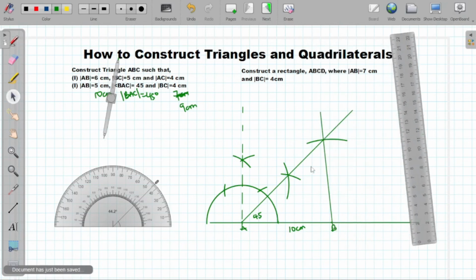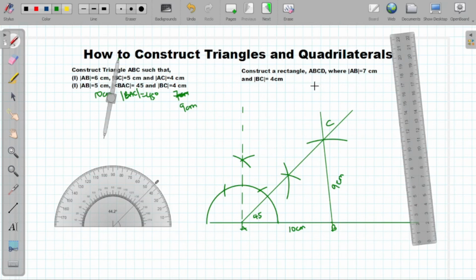and voila, that is how we construct an angle. Sorry, this is now BC. So the top over here is my C, and then this is my line 45 degrees, and then this side is now the 9 centimeters that I have. Right, so this is how we construct triangles.